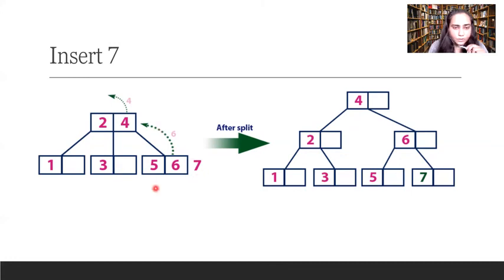So when we start from here, we have 5, 6, and 7, 3 nodes, and there's no space for 7, so we are going to move 6 to the top. But when we try to move 6 to the top, then it becomes 2, 4, and 6, and again, there's no space for 6. So what to do? We are going to move 4 to the topmost level. So now 4 is your root. On the left side of 4, there is 2. And on the right side of 4, there is 6. And for 6, on its left side, there is 5. And on its right side, there is 7. This is what your B tree looks like now.